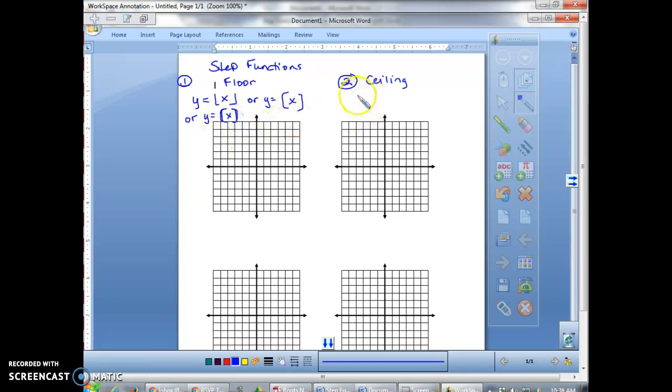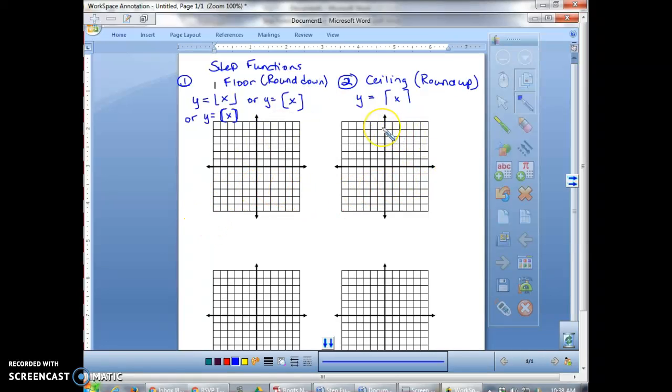Now, the ceiling function, there's only one that we're going to show you, and it literally has like a little ceiling on it. See how this has a floor? If you look over here, this one has a ceiling. This is also referred to as the round up function, and this is also referred to as the round down function.